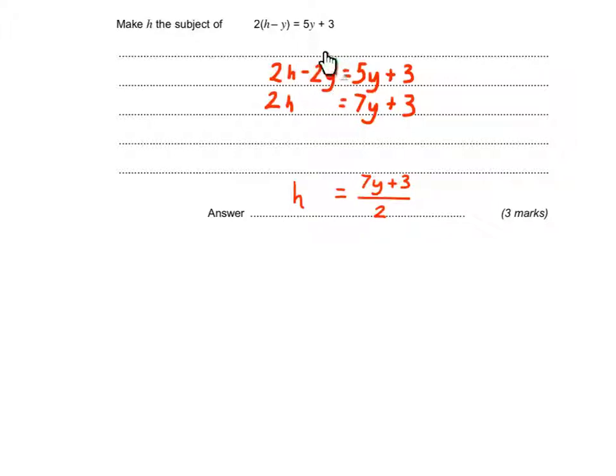So, at the moment I've got this minus 2y, so I'm going to get rid of it by adding 2y, and then it will disappear. But then I've got to remember to add 2y to the other side, so the 5y becomes 7y, because I've added 2y to both sides. So 2 times h is 7y plus 3. I don't want to know what 2 times h is, I just want to know what h is on its own. So I'm going to divide both sides by 2, and there's the final answer. H equals 7y plus 3, all divided by 2.